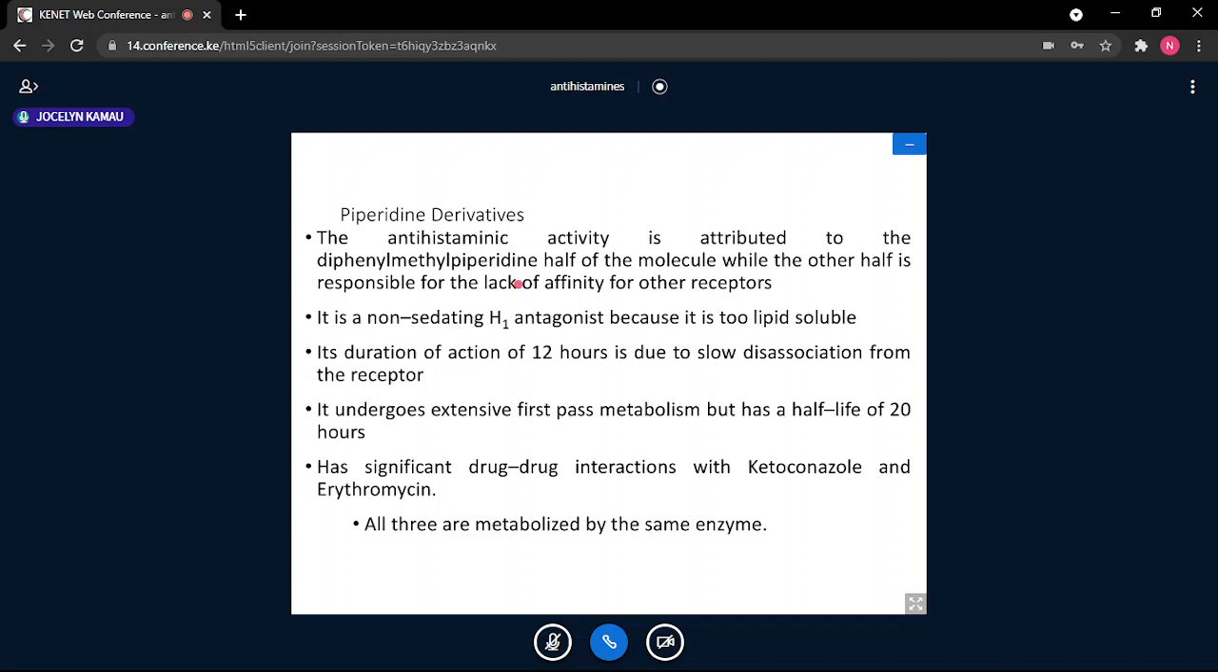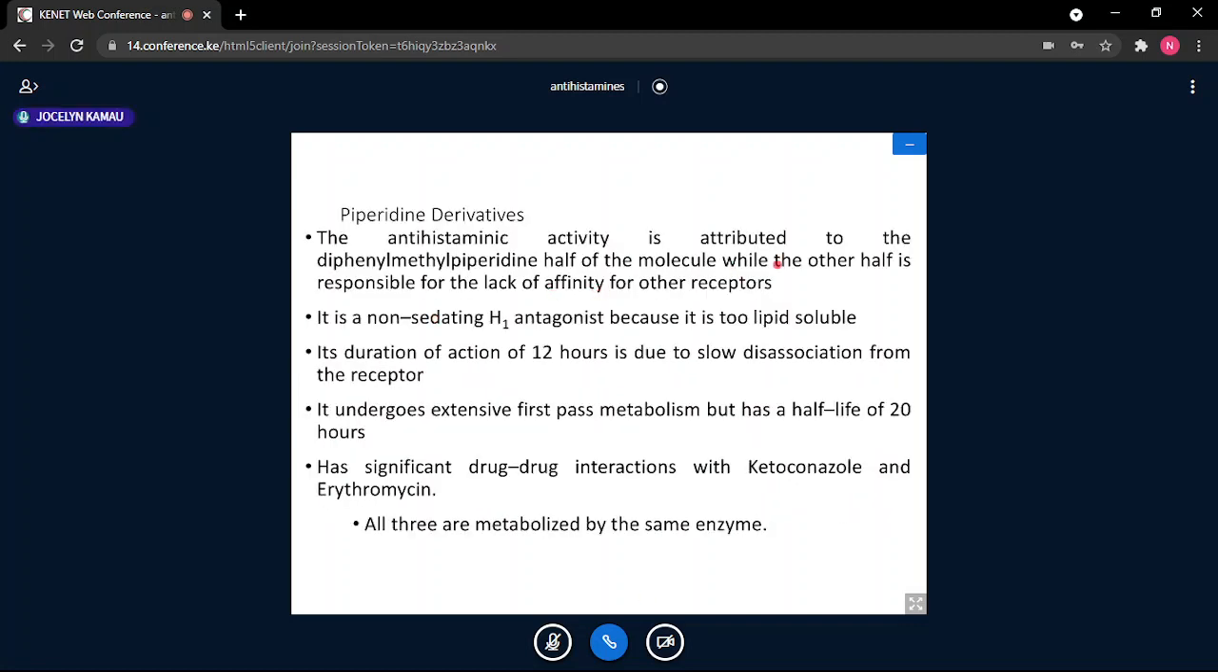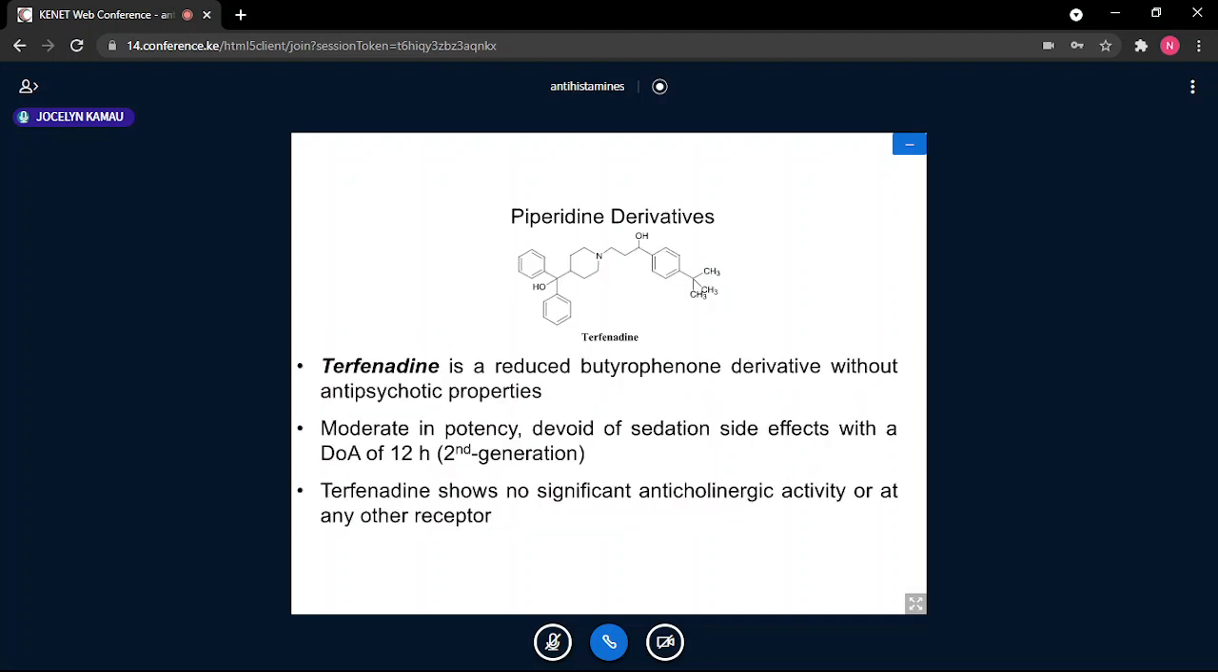So we are saying the antihistamine activity is attributed to the diphenyl methyl piperidine half of the molecule. This group there is the one which is responsible for the H1 binding, while the other half is responsible for the lack of affinity for other receptors. We have said that this drug is safe.